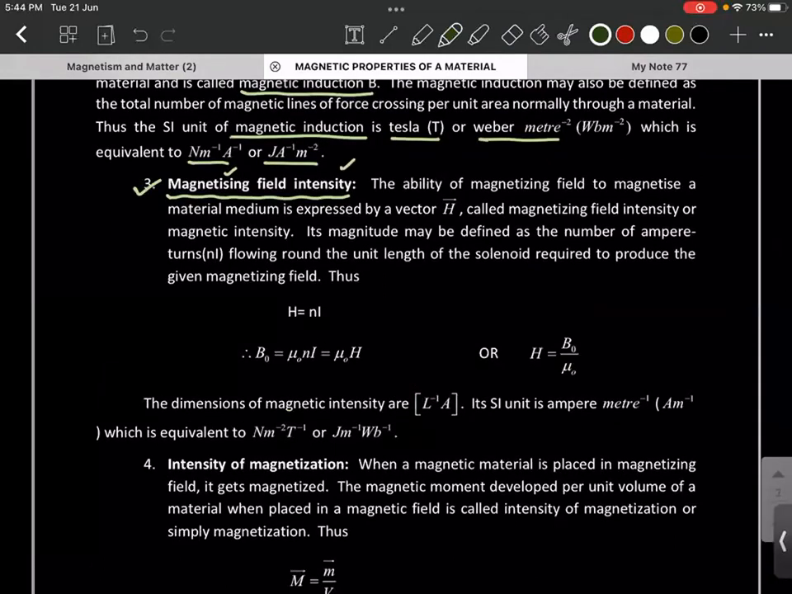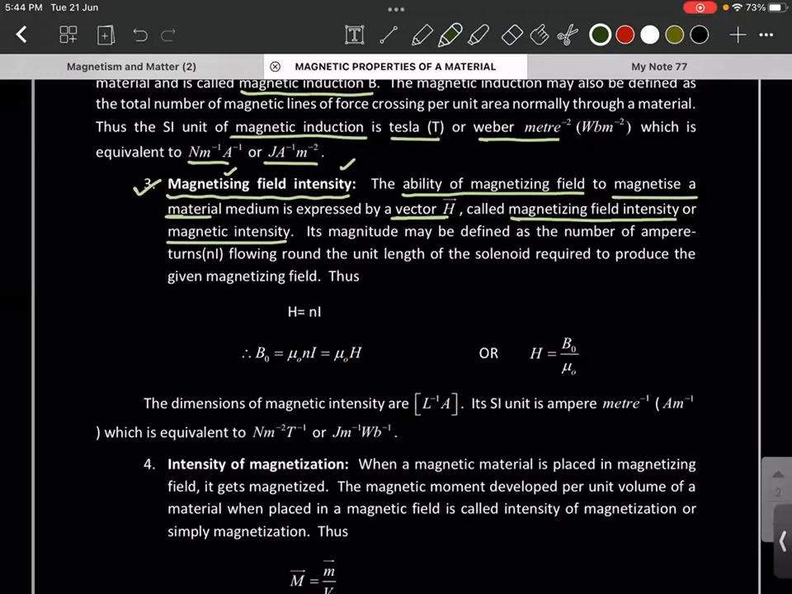Magnetizing field intensity. So wherever you see the word magnetizing, it is something related to the input value. Okay. The ability of magnetizing field, that is the input field, to magnetize a material medium is expressed by a vector quantity H. And that H is what is called as magnetizing field intensity, or in simple terms, you call it as magnetic intensity.